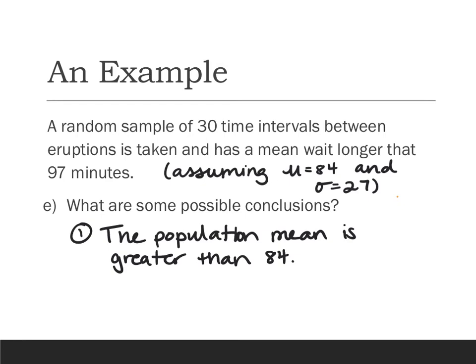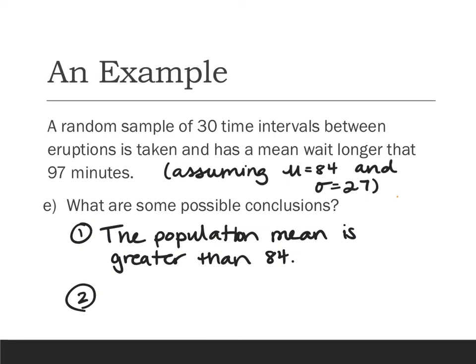So perhaps the population mean truly is higher. We thought it was 84 for whatever reason. We have historical data to say as much, but we've taken a sample, we've got this new information. Here's one interpretation of that data. The other possibility, there is another chance. It doesn't have to mean that 84-minute population mean is wrong.